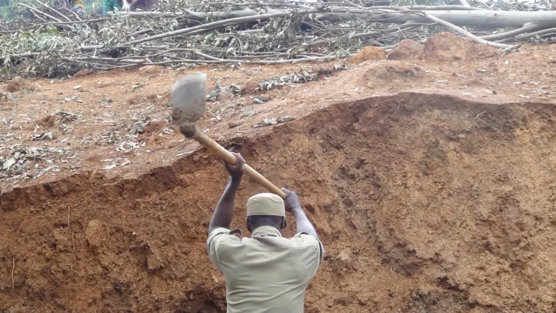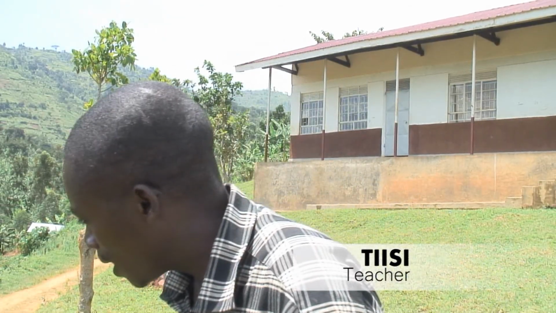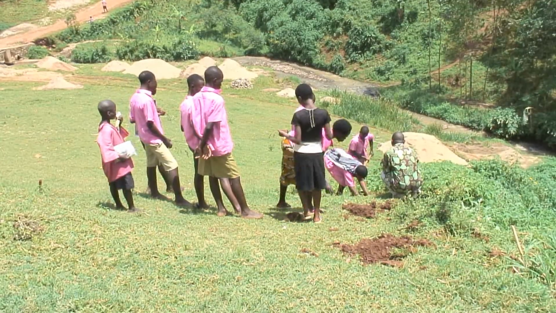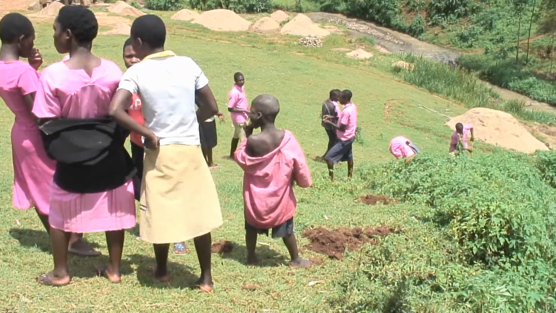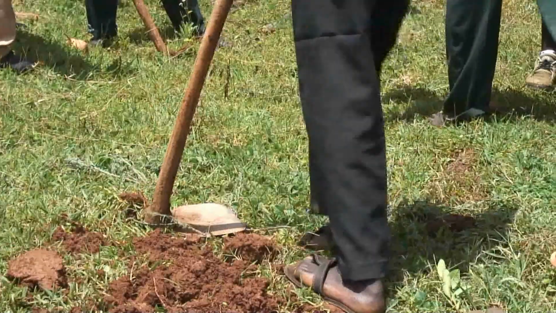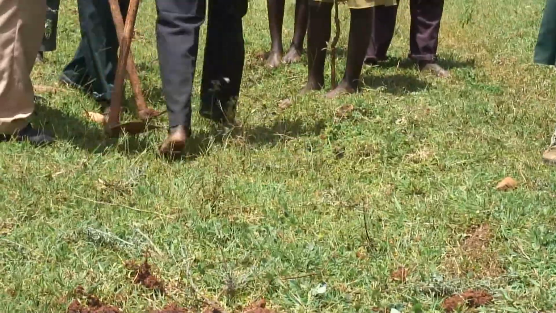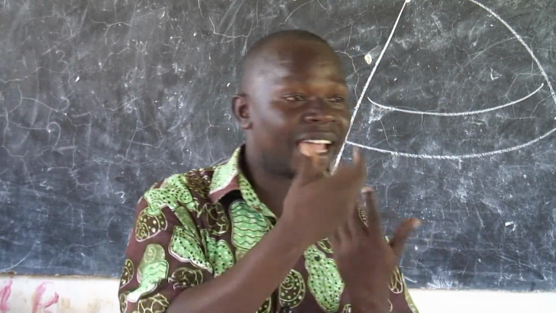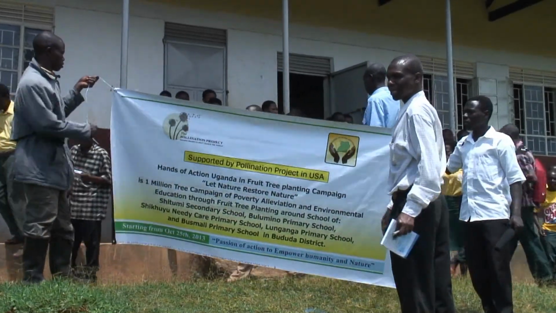Among these trees that you are planting, I've seen some guavas there. There are also mangoes on the other side. These mangoes and the guavas will act as a source of food for some of our students here who are unable to pay money for lunch. Hands of Action is targeting 60 schools in Bududa district before expanding to other areas. But first, the communities also must get involved in the tree planting project.